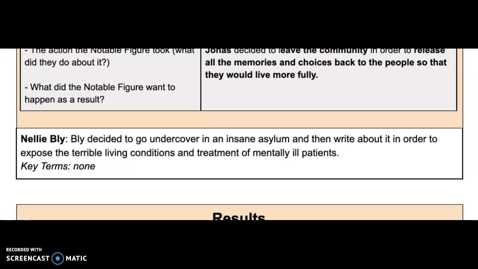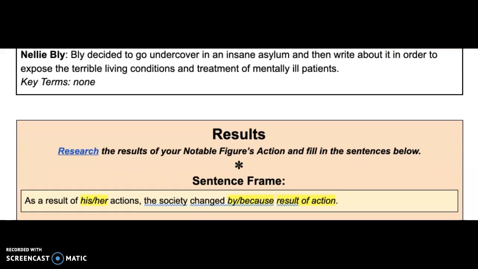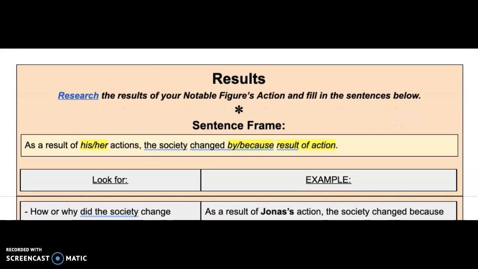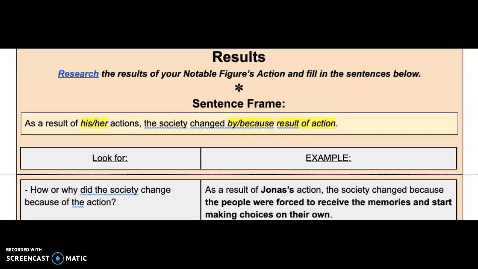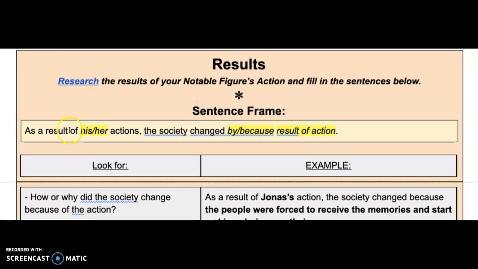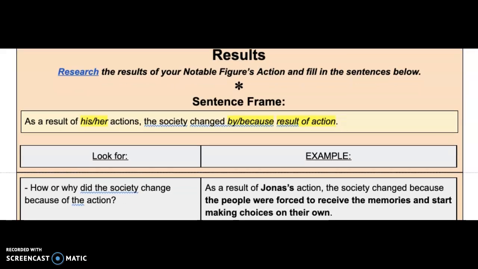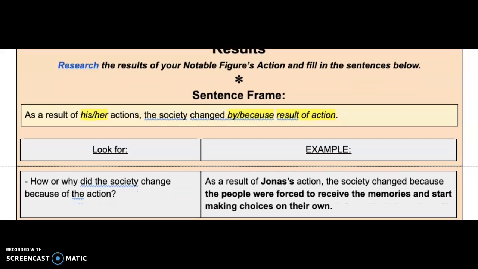Let's go to this last section, and this is the results. So what is the results of your notable figure's action? And we will be using this sentence frame using Nellie Bly. As a result of his or her actions, the society changed, and you can say by or because a result of the action or actions. Remember, we're looking for how or why did the society change because of the action.